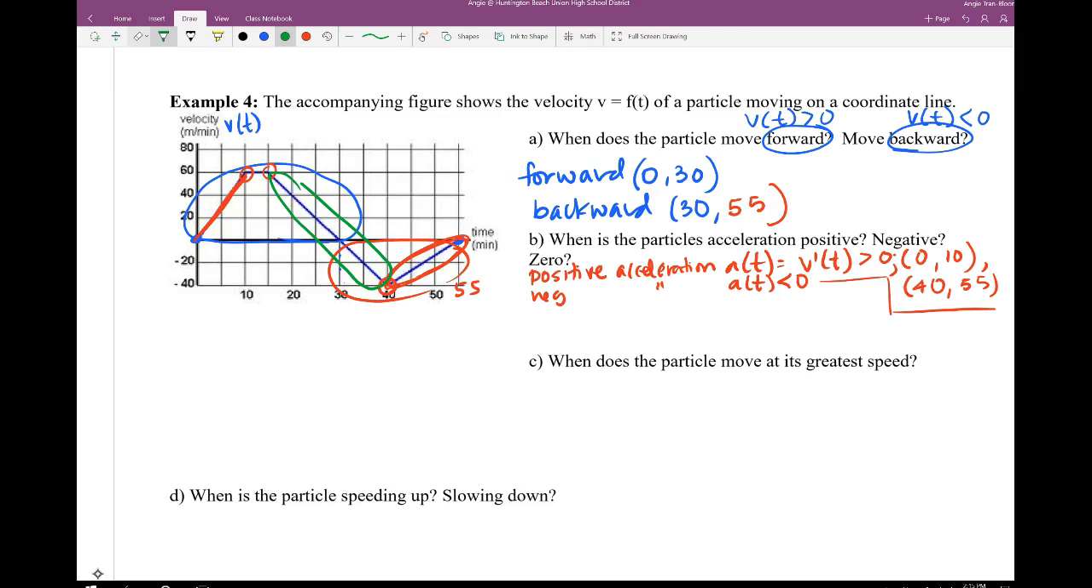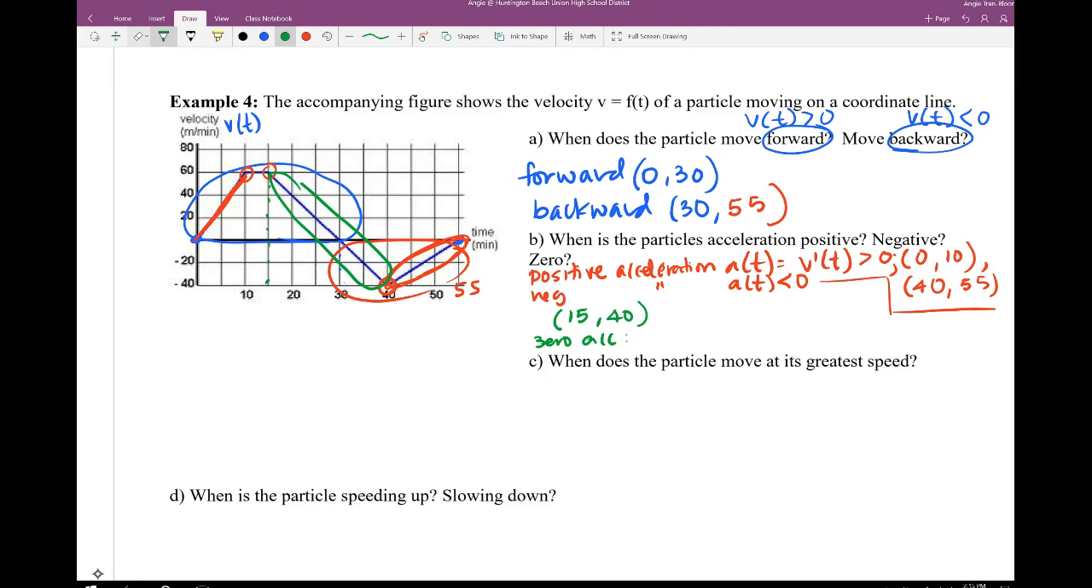Okay, so how should we write that? So negative, okay, from, looks like this is what is that right there? 15? 15 all the way to 40, right? So that's negative slope. Then 0 acceleration.